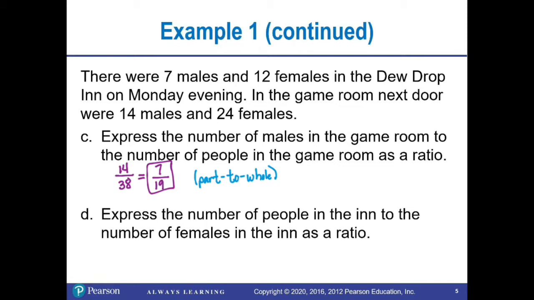Part D asks us to express the number of people in the inn to the number of females in the inn as a ratio. Well, all total in the inn, there were 7 males plus 12 females is 19 people over 12 females. And so our ratio is 19 to 12. This one is an example of a whole to part comparison.